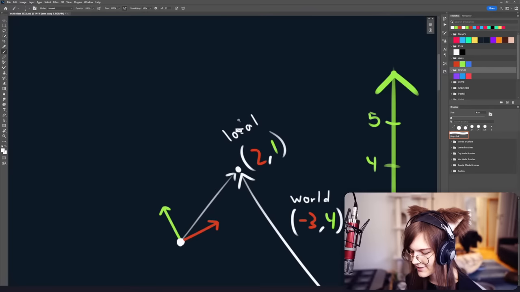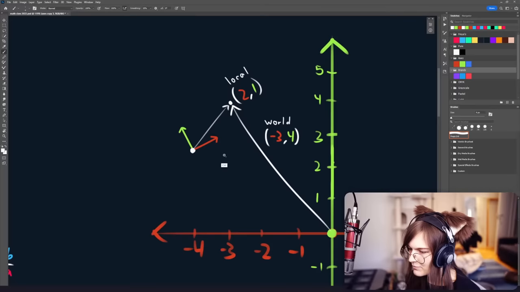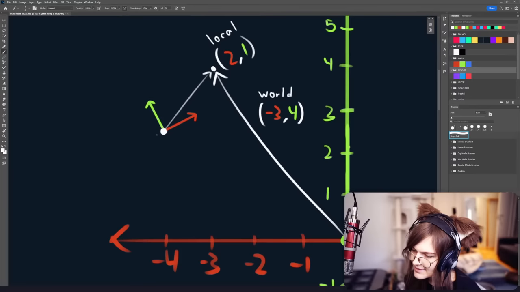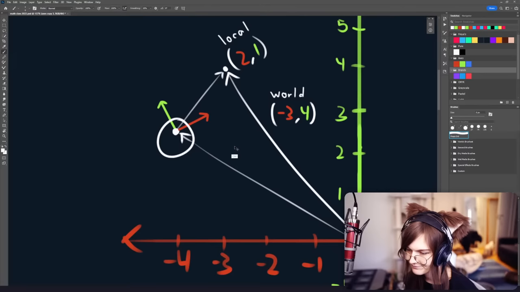Well, to convert from local to world, you only need very elementary vector operations, because what we're really doing is, if you remember, this transform also has a position, right? There's a vector going from the origin to the origin of this transform. That is basically transform.position. And so we have this vector in world space. So we know this offset.